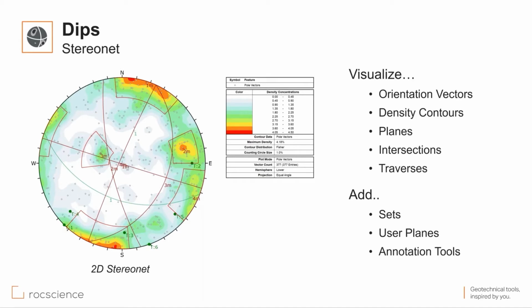After we are done with the data entries, we can start visualizing our data and performing different types of analysis. One of the main features of DIPS is the drawing of stereographic projections, or StereoNets. In DIPS's 2D StereoNet view, you can visualize orientation vectors, density contours, planes, intersections, and traverses, and add features such as sets, user planes, and various annotation tools.